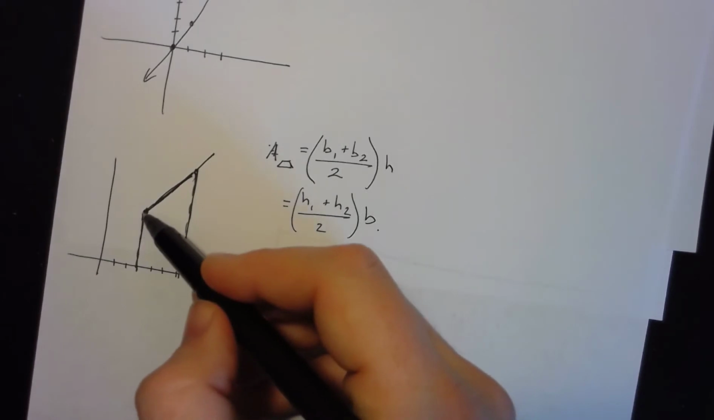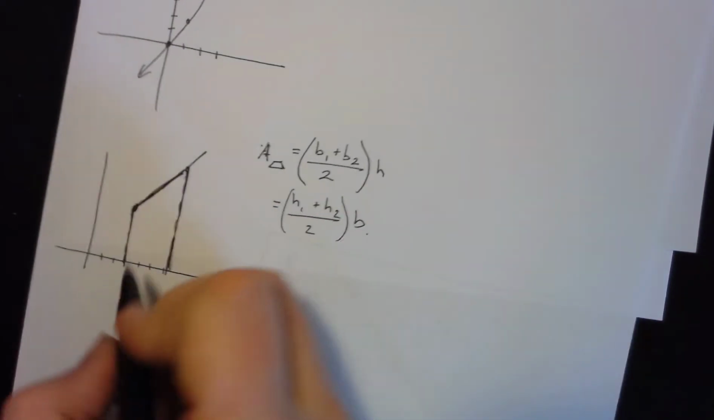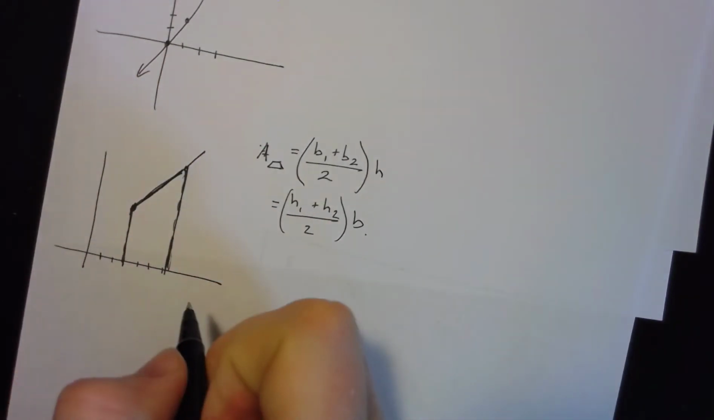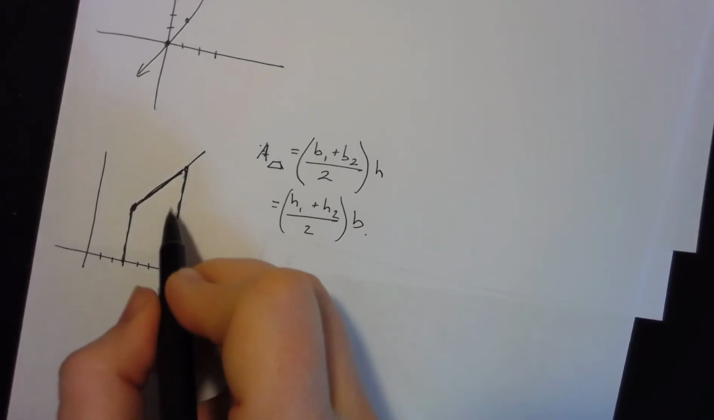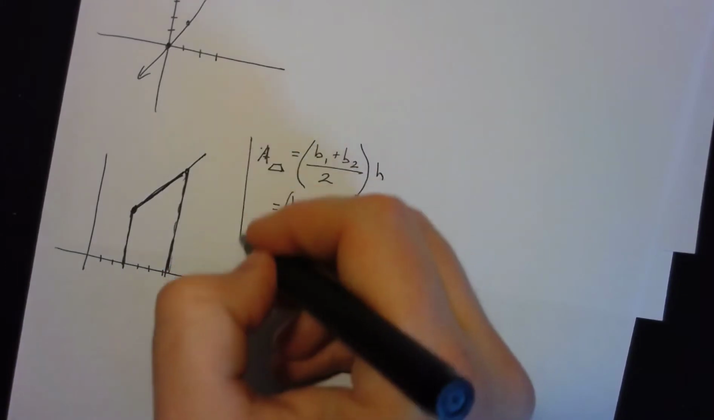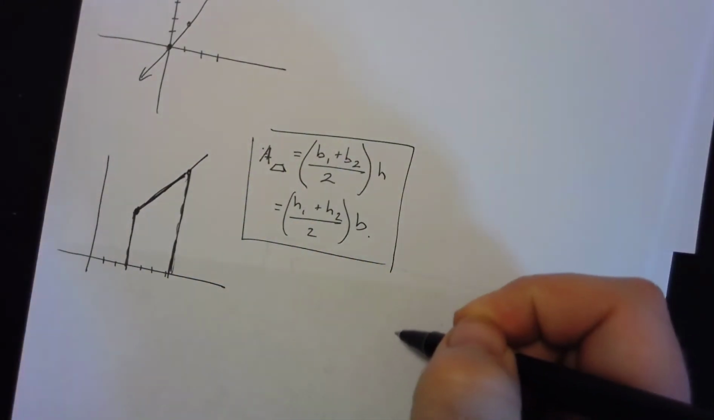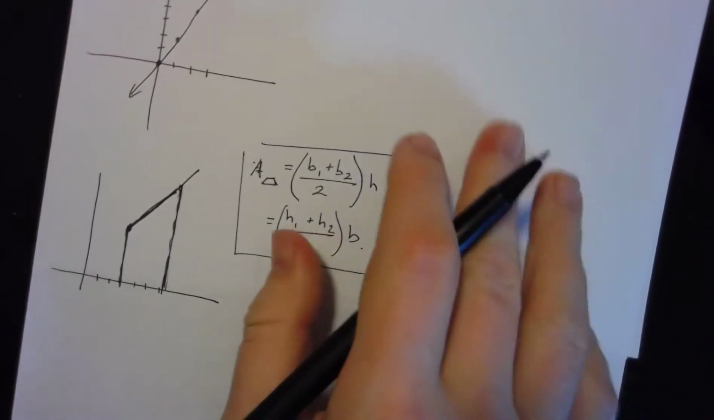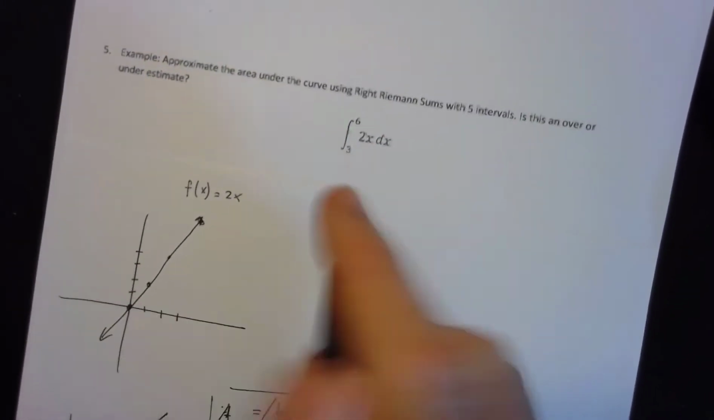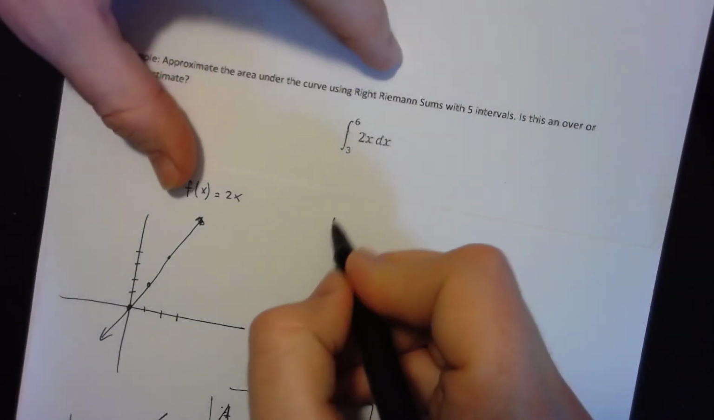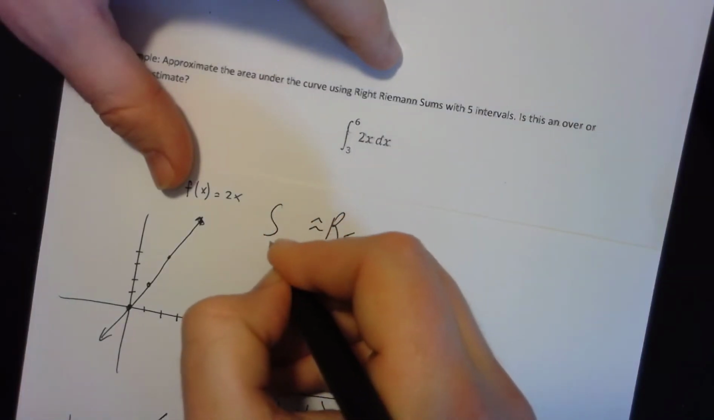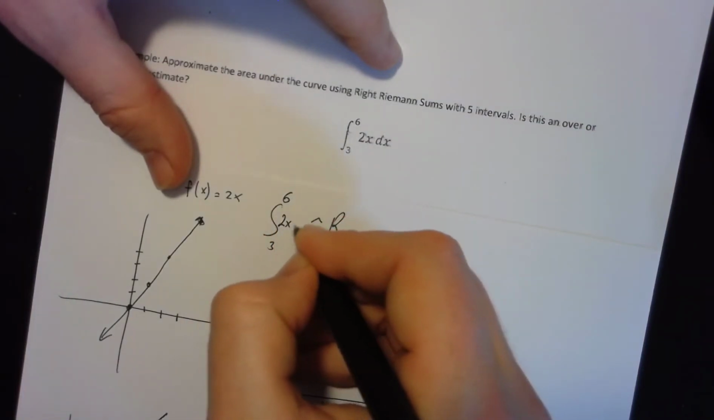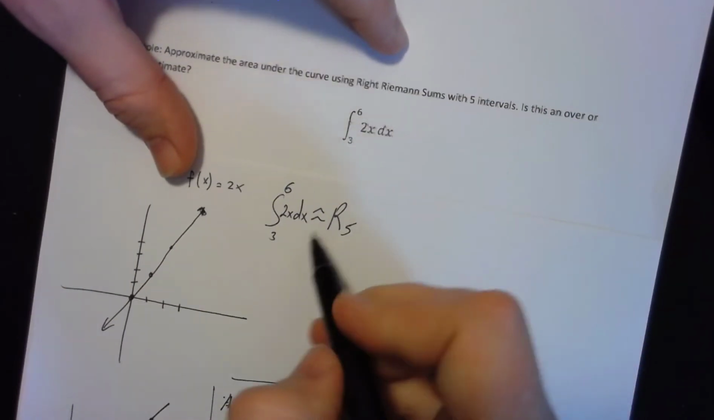You'll notice that this can be represented as a height 1 and a height 2, and then the base is going to be the length of this distance right here, and we divide that information by 2. So this is the actual area of a trapezoid that we will come back to. But I want to use a right Riemann sum with 5 intervals. So I want R sub 5 to be able to approximate the integral from 3 to 6 of 2x dx. Okay, I want to approximate that.